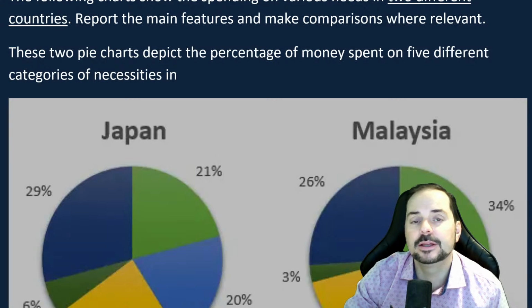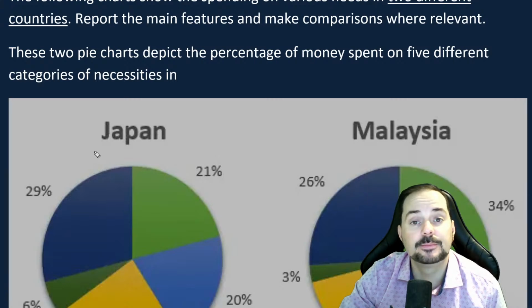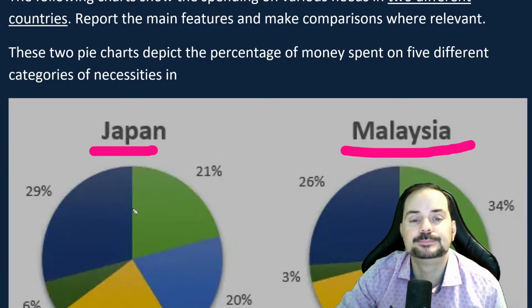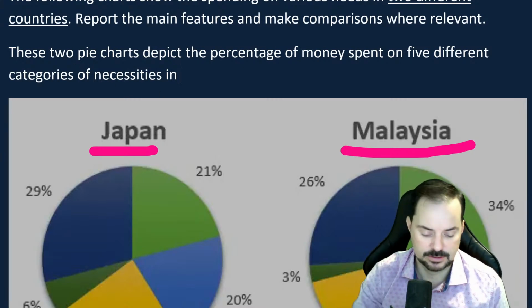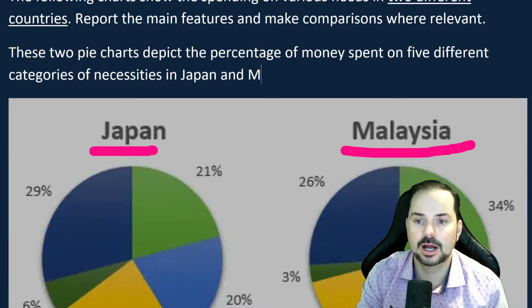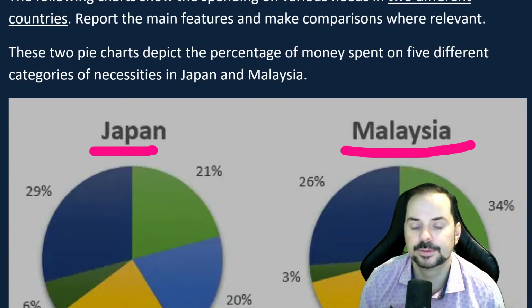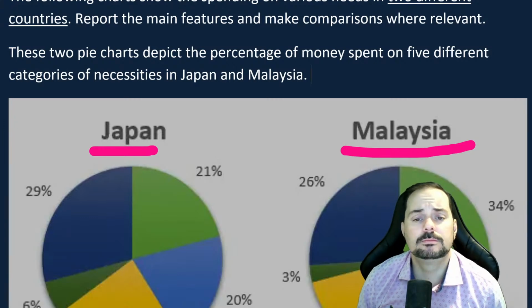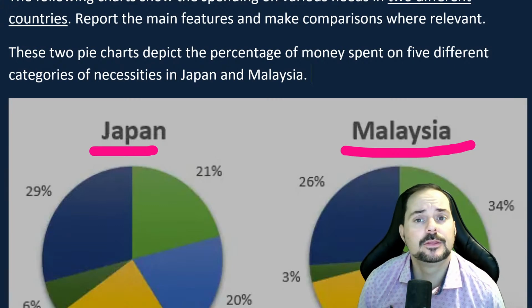And then here we have in 2 different countries in the question. Well, I can paraphrase that with more detail because I know now by looking at the pie charts that it's Japan and Malaysia, right? So I can write that. Necessities in Japan and Malaysia. Right? There we go. So that's the more specific, more detailed information for this introduction.